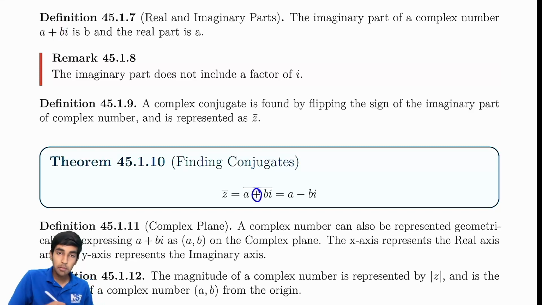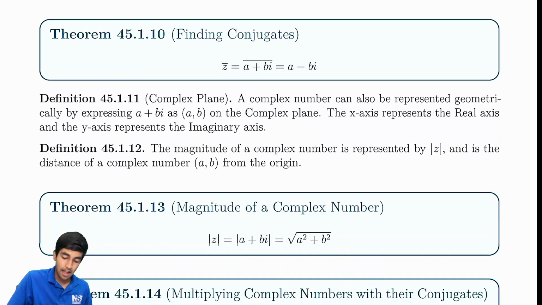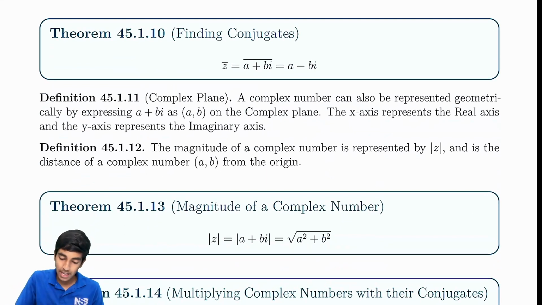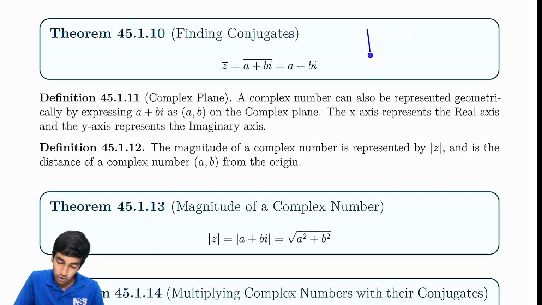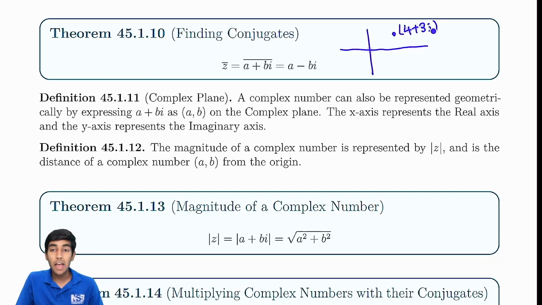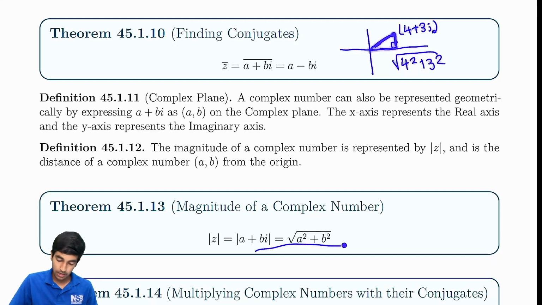Conjugate, you just make this plus bi a minus bi. And there's also the complex plane, where you can graph a complex number. For example, this is 4 plus 3i. Also, the magnitude of a complex number is denoted as the absolute value of c, although it's not absolute value, it's magnitude. It represents this distance. Naturally, it's just the Pythagorean theorem or standard distance formula. This is what you can see over here.